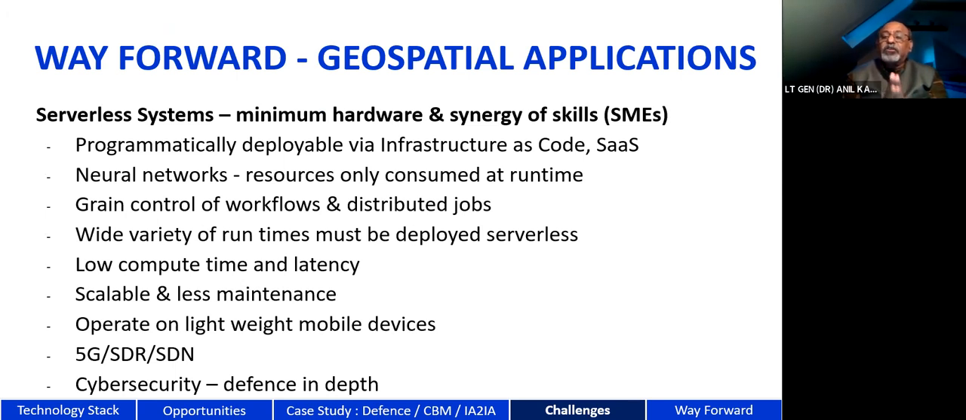programmatically deployable, infrastructure as code, which is where the future lies, software as a service, infrastructure as a service, neural networks. We have to work on neural networks and morphed neural networks you may have to create. Then we have to have granular control over workflows, especially when you look at AI to AI systems. Then you need a variety of runtimes. And the beauty of infrastructure as code is that you would use the runtime only when there's a need. And therefore the system becomes time and cost efficient. The compute times are low, latency is low, they are more maintainable, easily scalable. So this is the kind of system we have to generate.